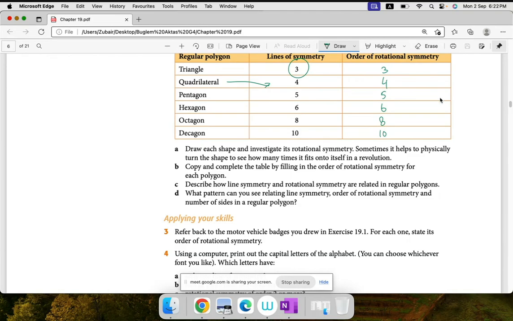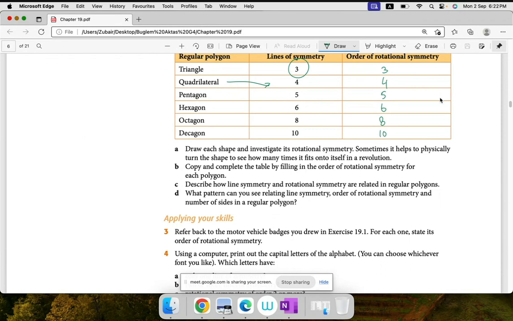Draw each shape and investigate its rotational symmetry. We already understand that in words for now. Sometimes it helps to physically turn the shape. Yes, that is just practice. I'm trying to draw and use some words to explain, and you're responding in the right way. So I think you're getting it. Now copy, complete and fill in the order of rotational symmetry.